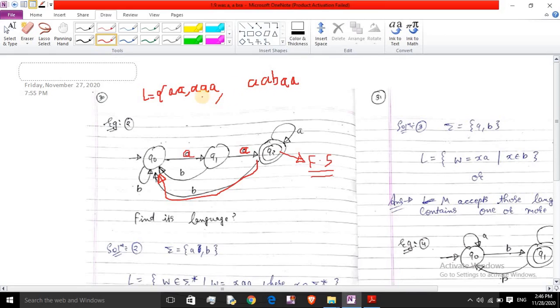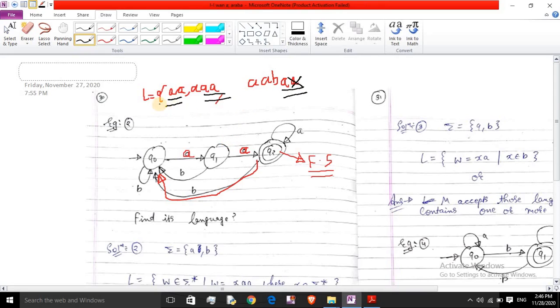Actually the ending must be with a double A. This is the language which is ending with the double A. There should be at least 2 A's. Now look at this example. This is also ending with a BA. If I ignore this A, then this string is not accepted by this machine.